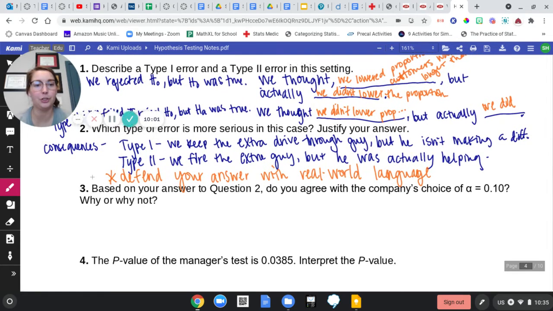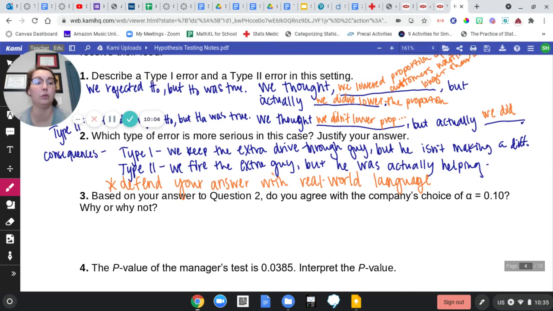Based on your answer to question 2, do you agree with the company's choice of alpha equals 0.1? So what you need to know is that alpha is your probability of making a type 1 error. So you have a 10% probability of making a type 1 error when you choose this level. So if a type 1 error is more serious, then you probably don't want to make it as often as 10%. You probably want to lower that. But if you chose a type 2 error, then it's probably fine. So again, this 3 is really based on your answer to number 2.